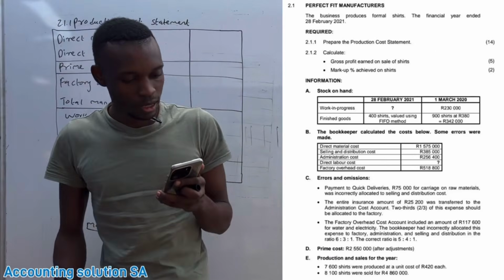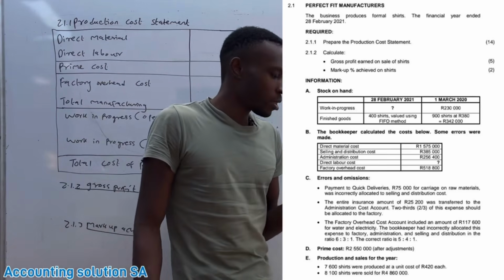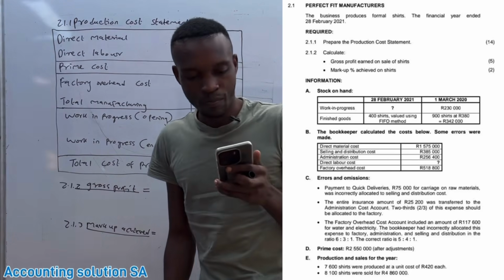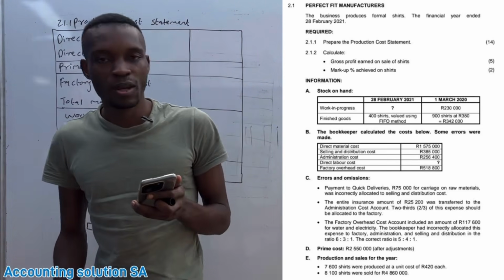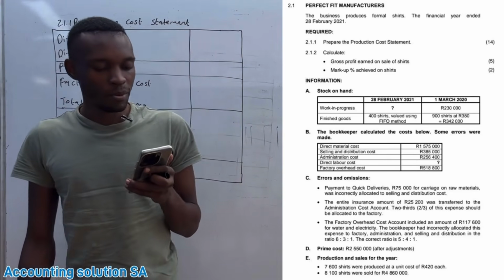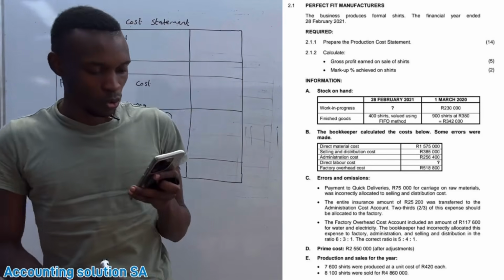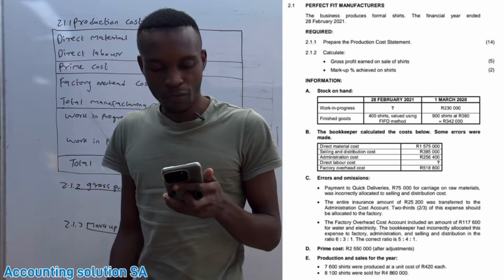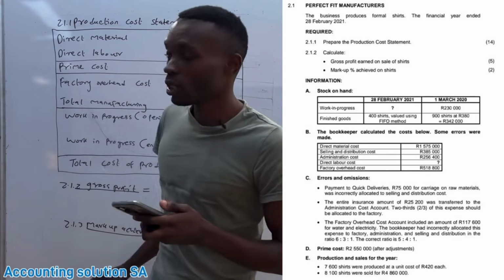Let's read number 1. They said Perfect Fit manufacturer. The business produced a financial sheet for the financial year ended 28 February 2021, and the required 2.1.1: prepare a production cost statement. This is the format that you need to know. Then 2.1.2, we have to calculate gross profit and mark-up. Okay, let's go straight to the production cost statement.